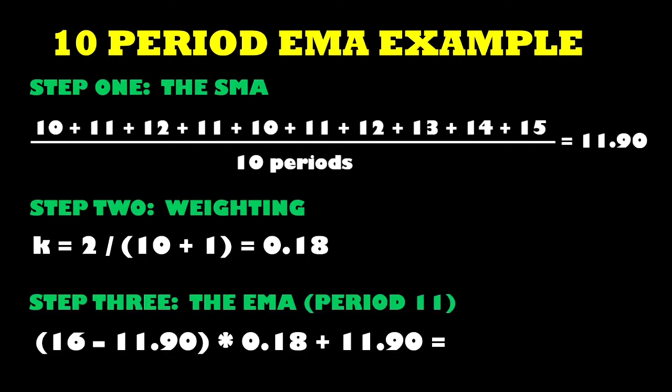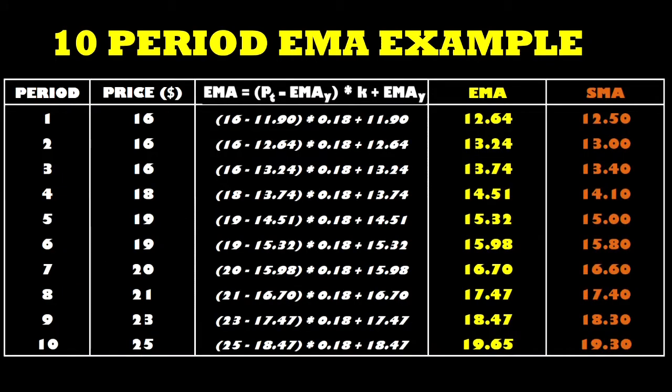So then at step 3, our EMA gets kicked off. It's the 11th period and the price is $16, so we take the 16 and subtract the SMA of 11.9 from the first 10 periods for 4.1. We times that by our multiplier of 0.18, and then add on the simple moving average. That gives us 12.64. And so for all the future periods, we no longer need the simple moving average because we'll have our previous exponential moving average, as you can see demonstrated in the table.